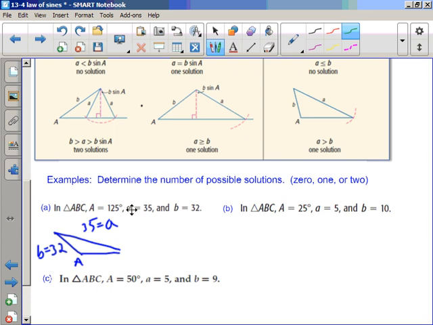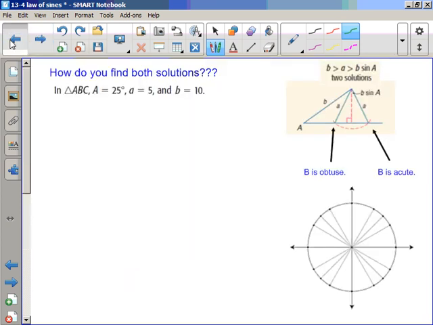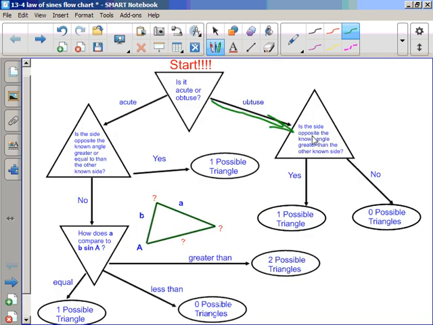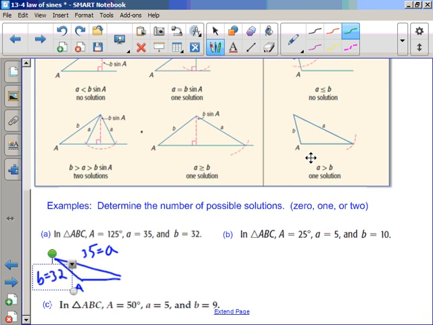So little a is supposed to always be across from big A. Little b will be across from big B, which is not labeled, but it's the one over here on the right, the way I do it. So yeah, little a is bigger than little b. The side opposite is bigger than the other known side. So yes, that's a yes. And there is one possible triangle. One solution.